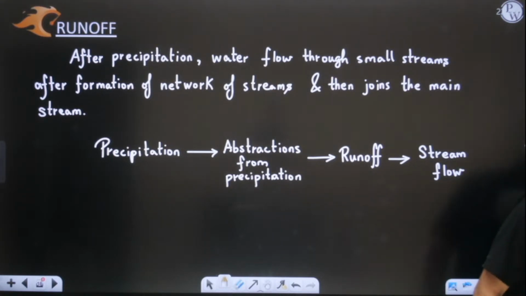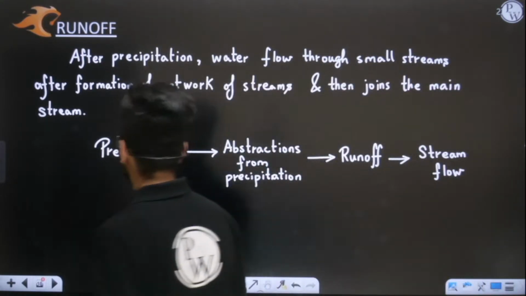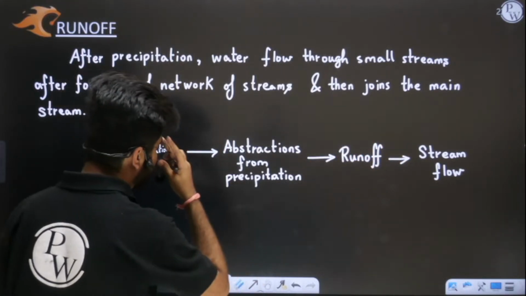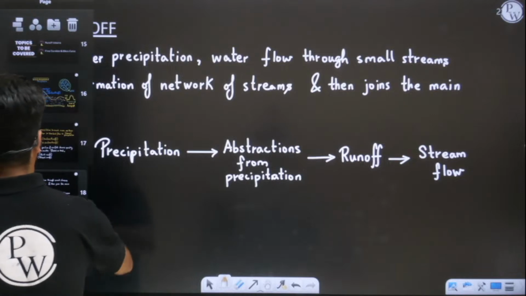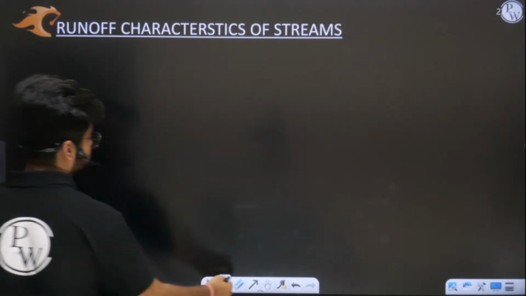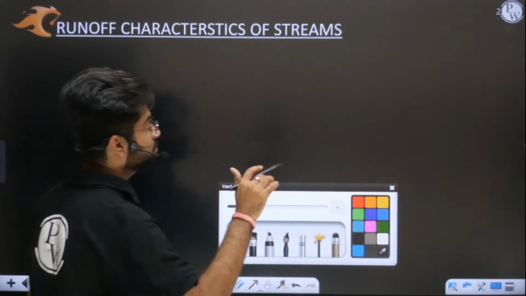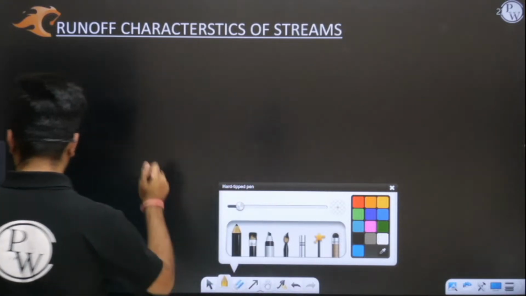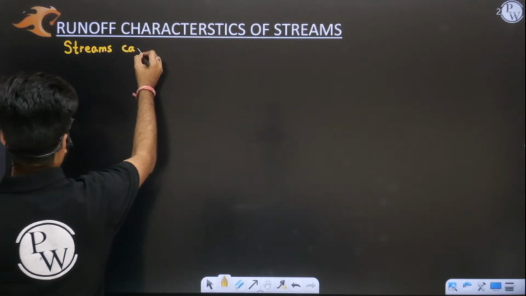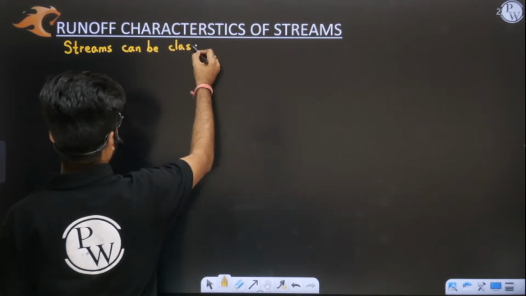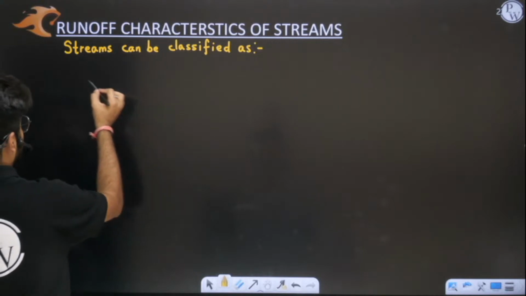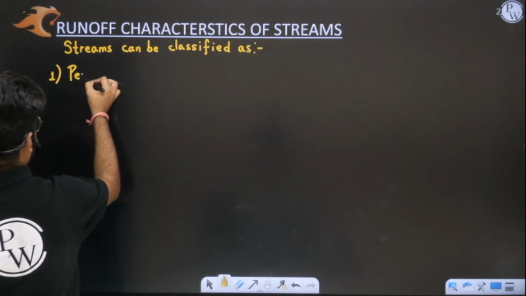I hope this is clear. Now we'll discuss different kinds of streams. Ultimately, you are saying water will become a part of stream flow, so we have to understand how many types of streams can be formed. Based on this, streams can be classified into three types. Listen very carefully: the first is the perennial stream.